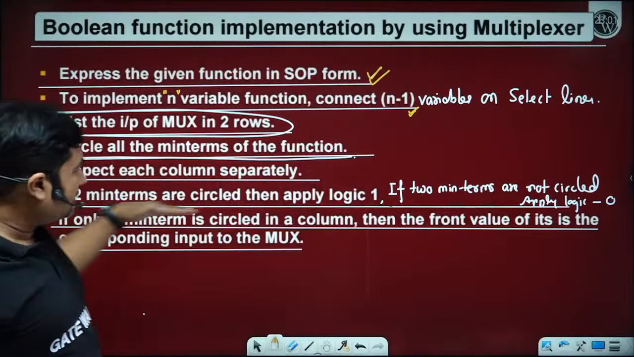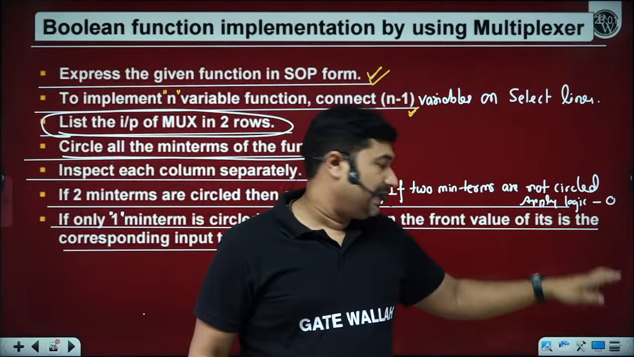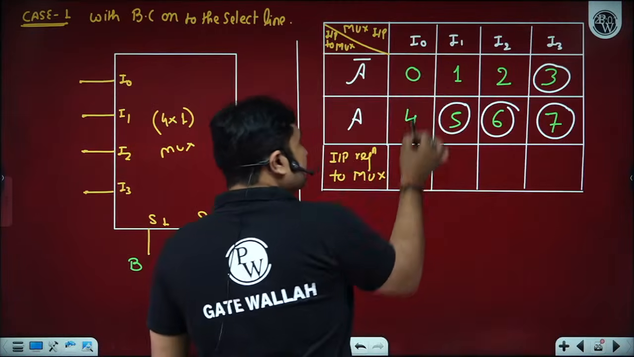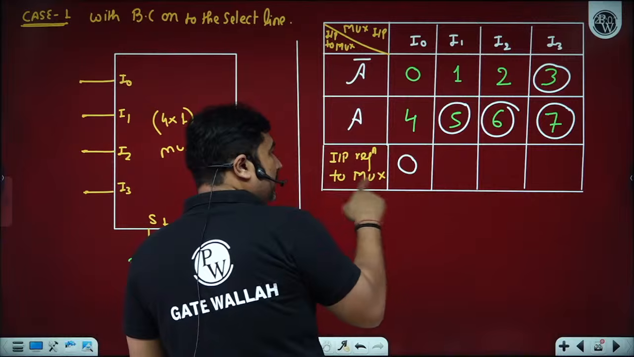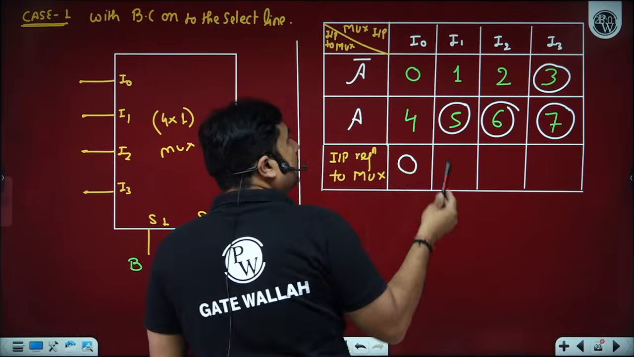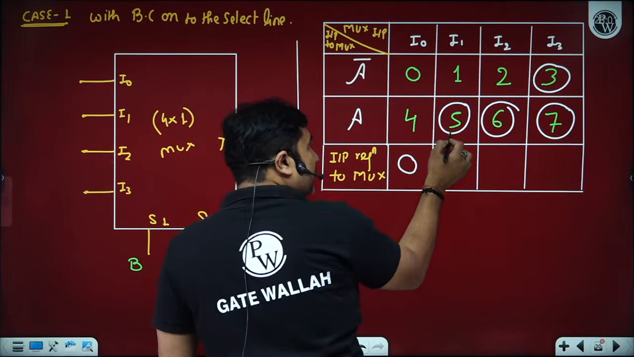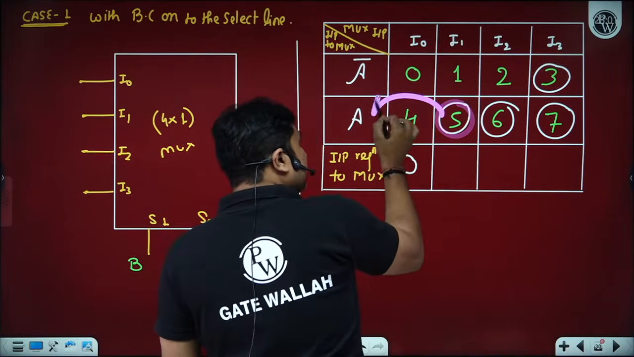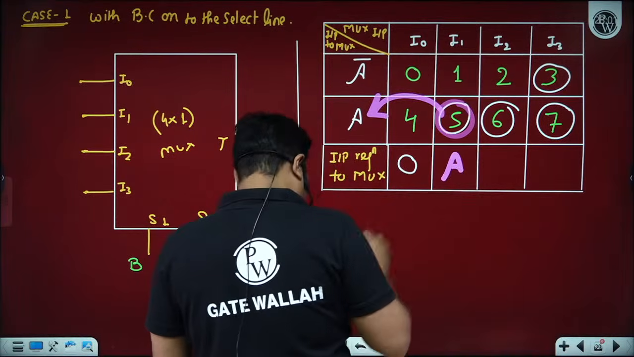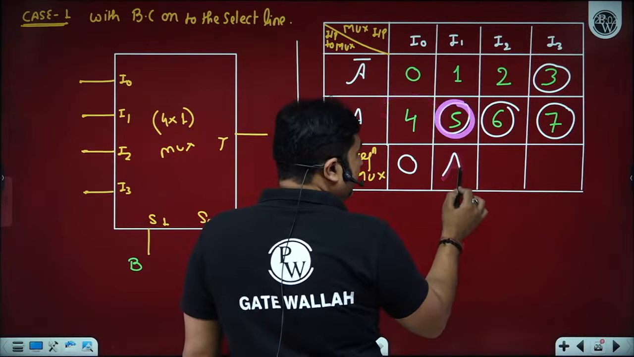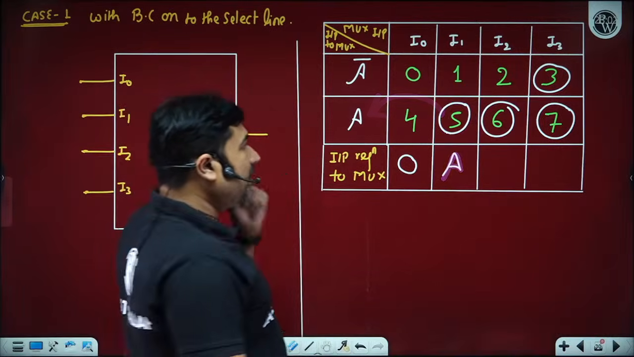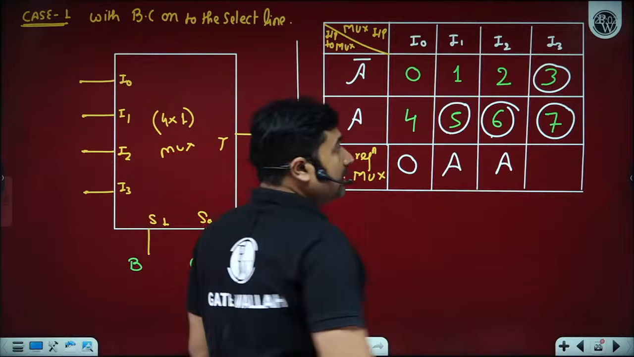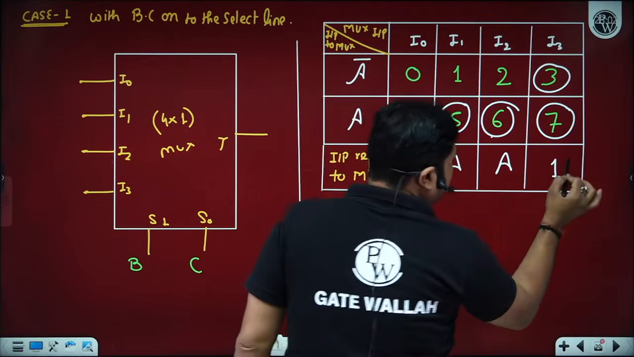If two min terms are not circled, apply logic 0. Input required to mux I0 is 0. Input required to mux I1: if only one min term is circled, then its front value is the corresponding input to the multiplexer. How many of you are able to understand, Betaji? If two min terms are circled, apply logic 1.